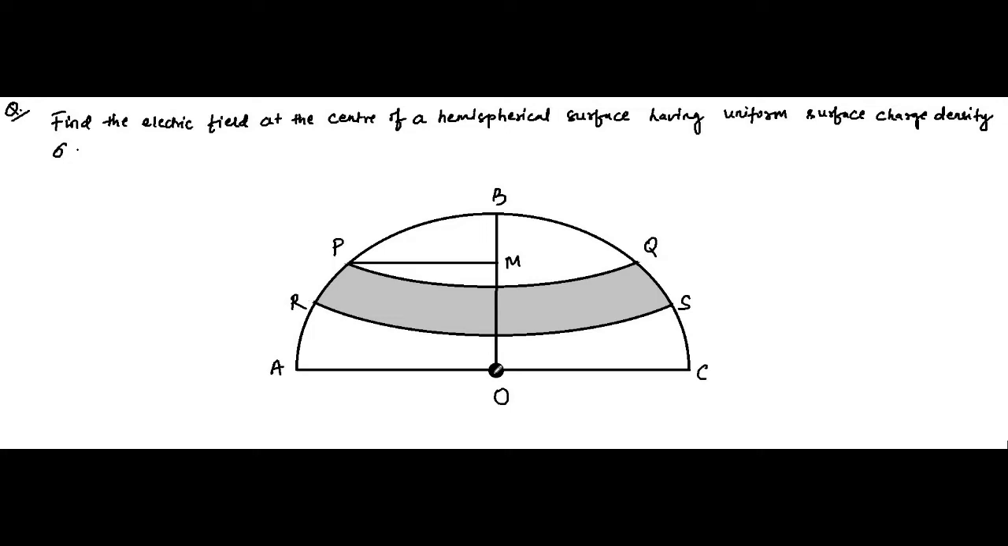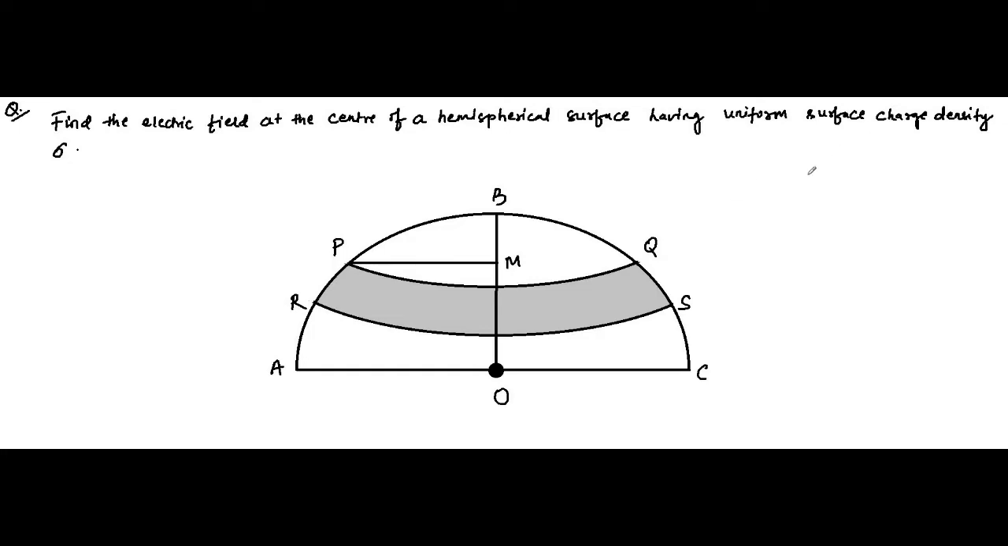If you remember, like we did in the previous question, the semicircular arc, we converted the whole circumference of the semicircular arc into small length elements dl, because there the linear charge density was given. Here the surface charge density is given.